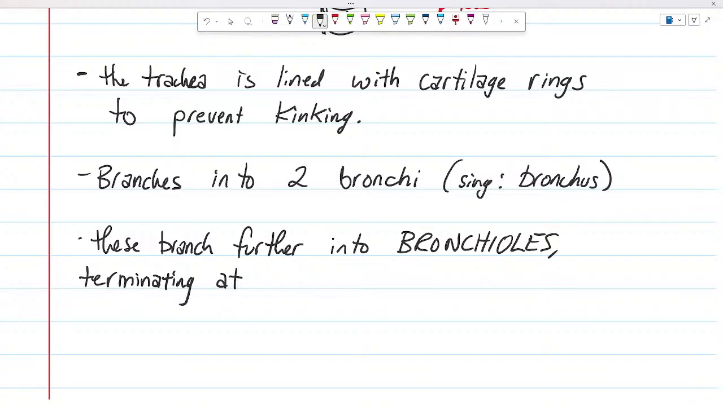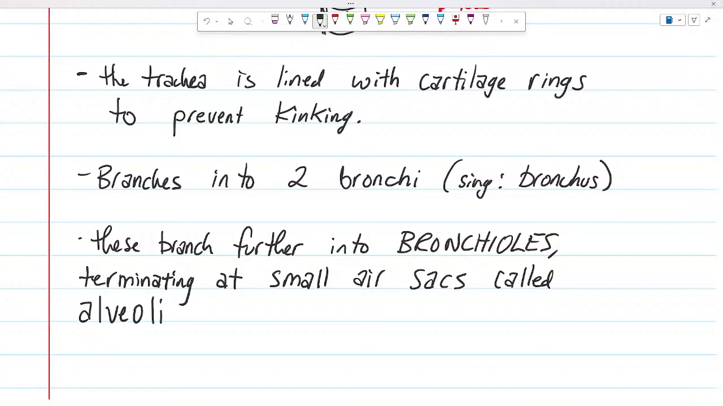So they branch further into the bronchioles, terminating at small air sacs called... Who recalls? So they branch further and further, so the bronchi into bronchioles, and they form the lungs, and eventually they terminate at small air sacs called the... Alveoli. Singular, alveolus.